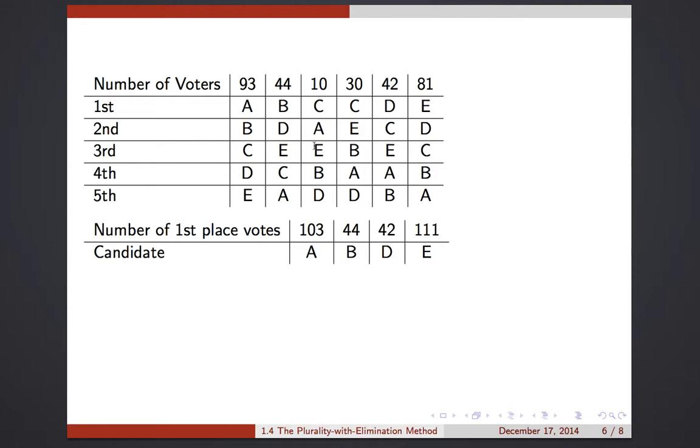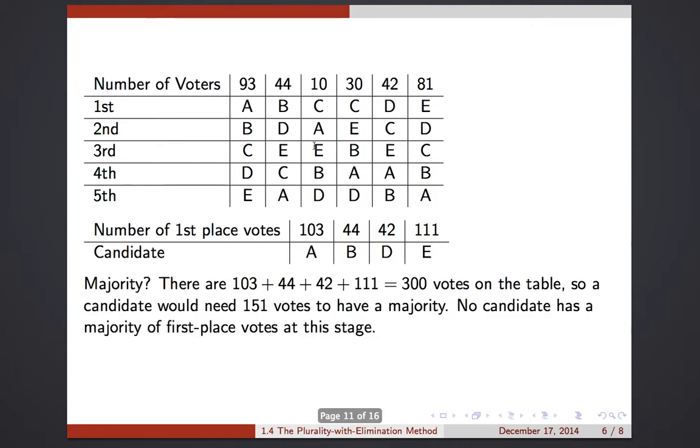Now we've completed round 1. You ask yourself, I've kicked out a candidate and transferred his votes. Does one of the remaining candidates have a majority? Does either A, B, D, or E have a majority of first place votes? Well, no. There are 300 votes total, I just added them up. So a candidate would need 151 of those to have a majority. You need more than 50% of the votes to have a majority. So no, nobody has a majority right now.